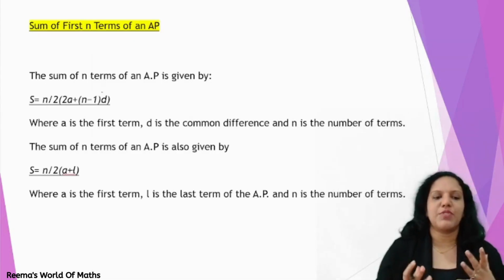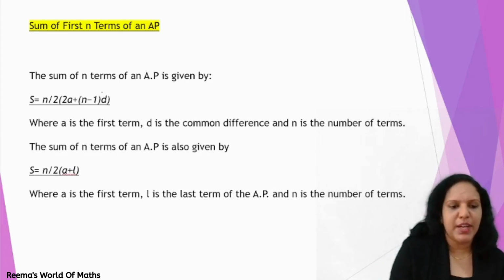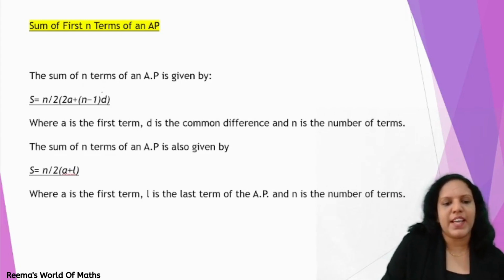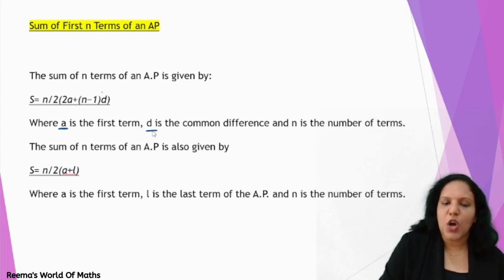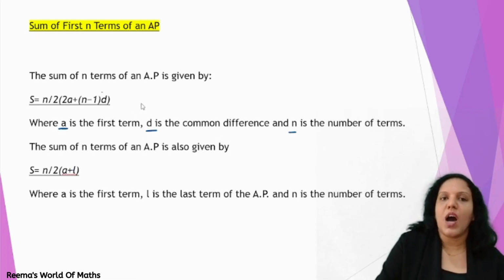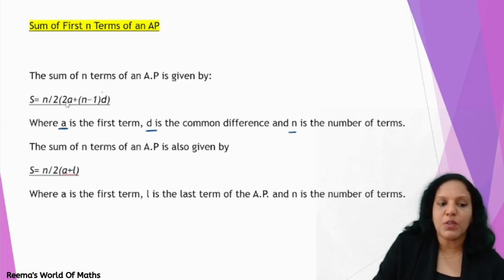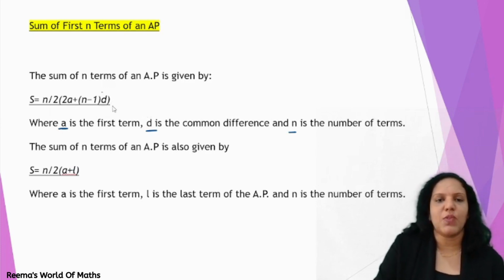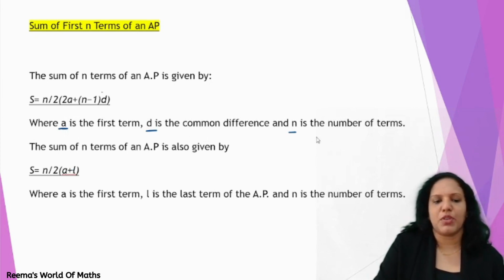So let's start. How to find the sum of first n terms of an AP. There is a formula to find the sum of the terms of an AP, which is S equals n by 2 multiplied by 2a plus n minus 1 into d, where a is the first term, d is the common difference, and n is the number of terms. So how can we find the sum of the terms of an AP? The formula is n by 2 multiplied by 2a plus n minus 1 into d, where a is the first term, d is the common difference, and n is the number of terms.